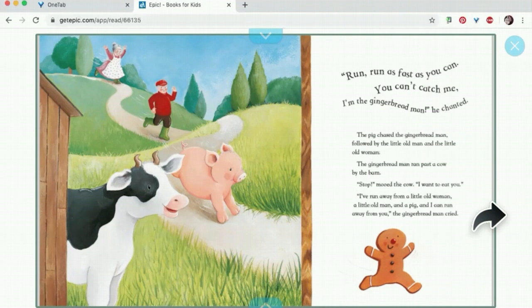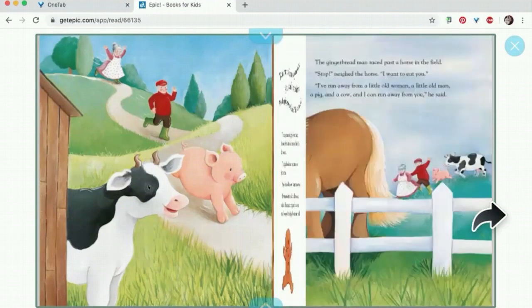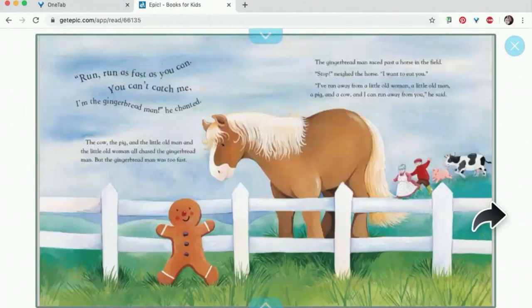"Stop!" mooed the cow. "I want to eat you." "I've run away from a little old woman, a little old man, and a pig, and I can run away from you," the gingerbread man cried. "Run, run as fast as you can. You can't catch me. I'm the gingerbread man," he chanted. The cow, the pig, and the little old man and the little old woman all chased the gingerbread man, but the gingerbread man was too fast.